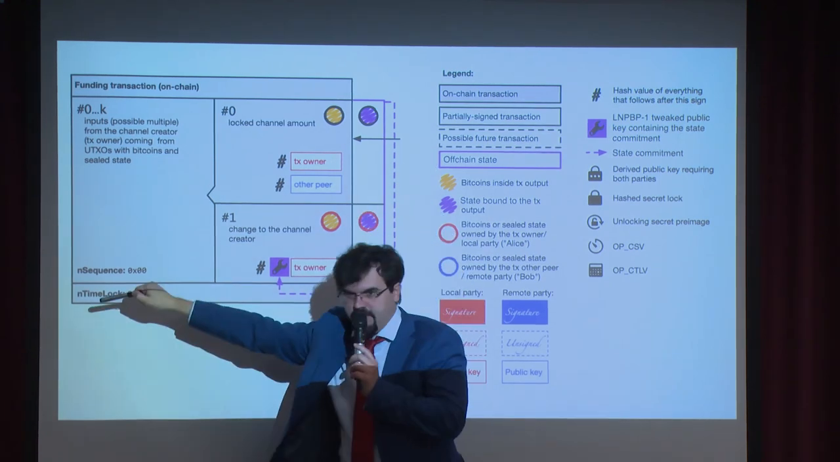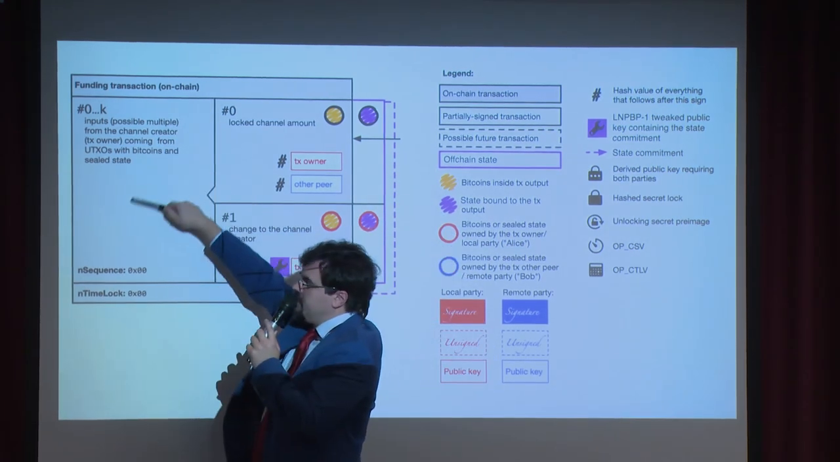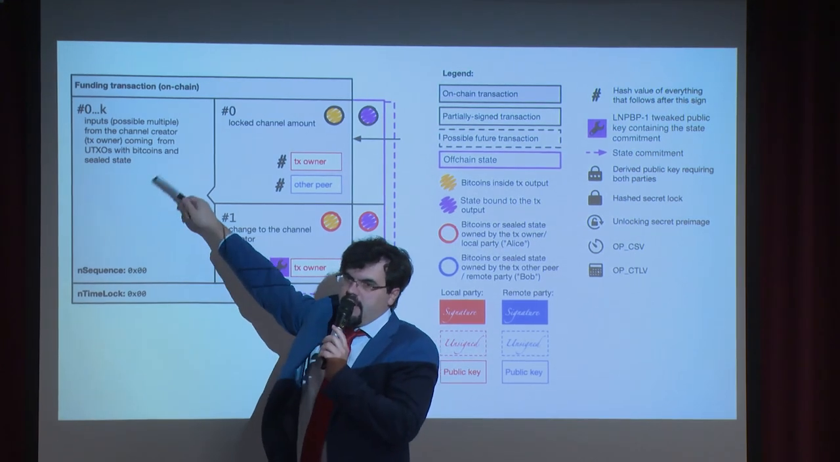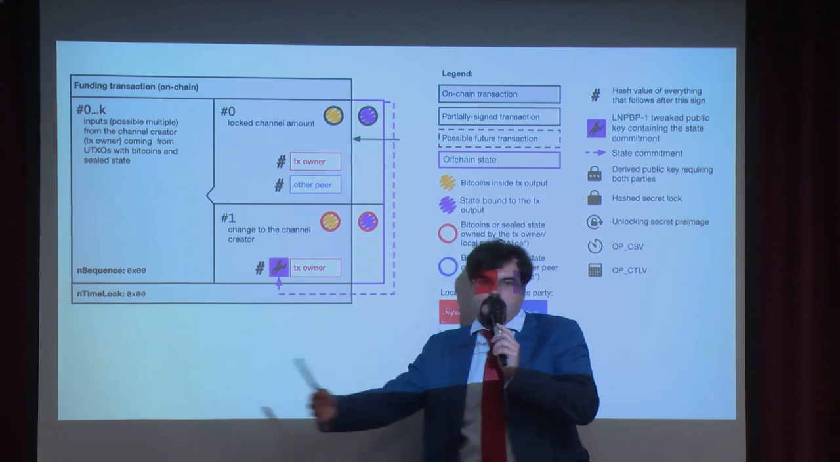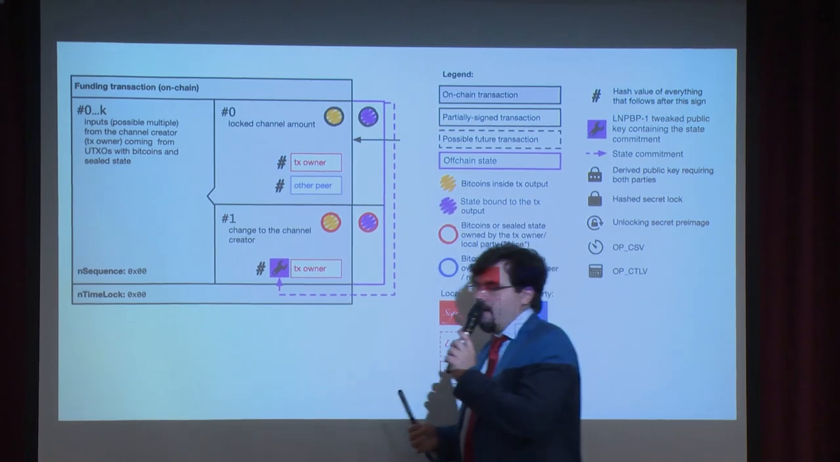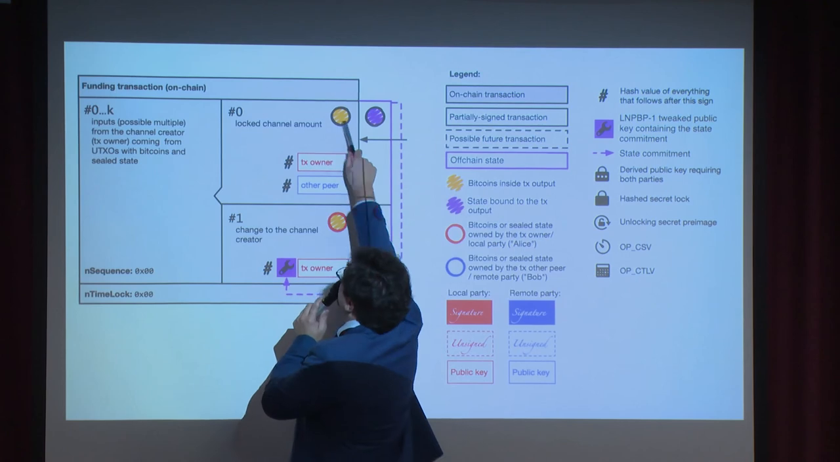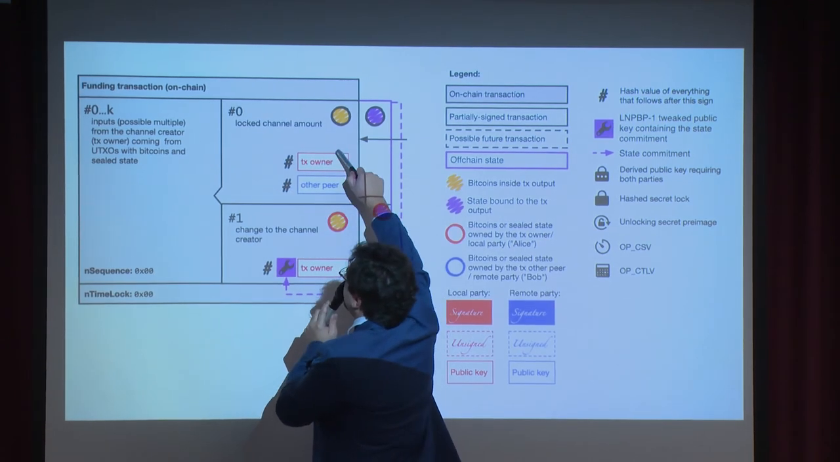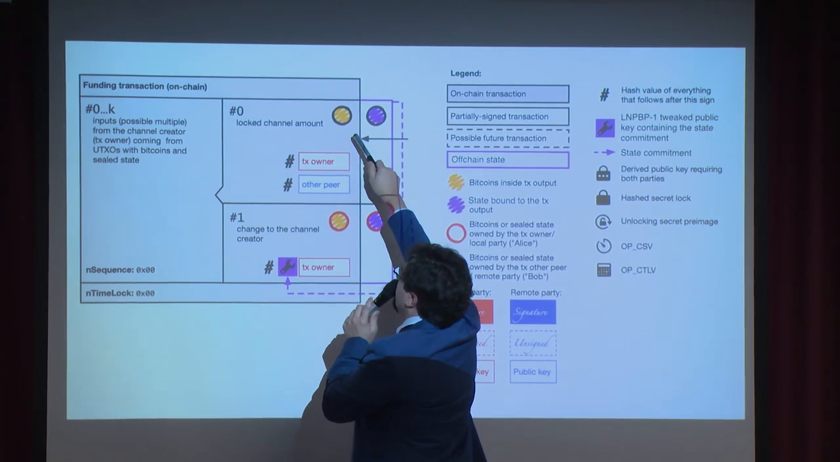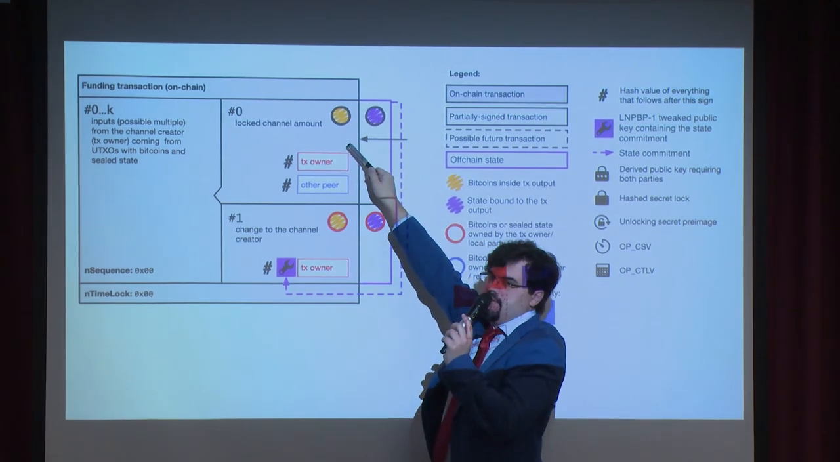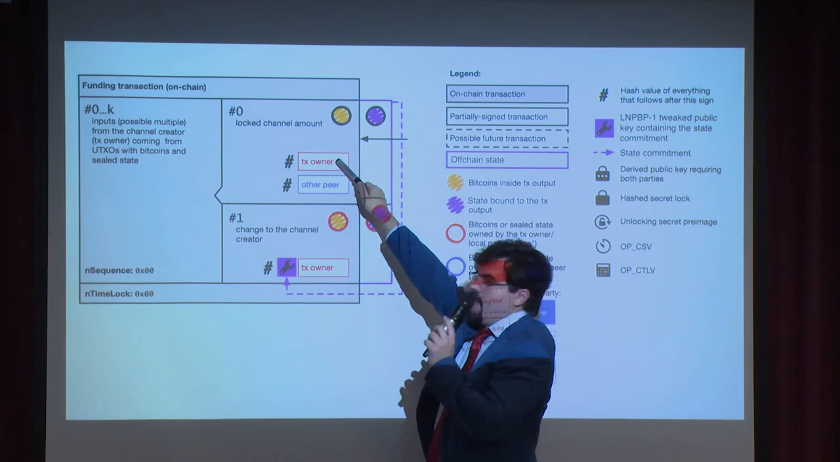Basically, this is a funding transaction. So we can have multiple inputs because this part is controlled by the creator of the channel, the funding party. He can just connect and assemble his coins, and he locks the amount for the channel in the first output. So this output is actually the channel establishment output, the funding part.